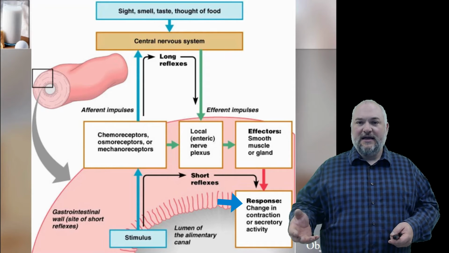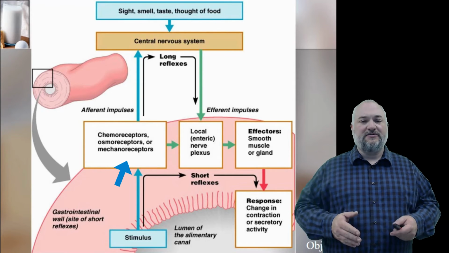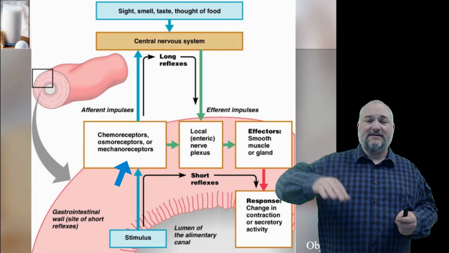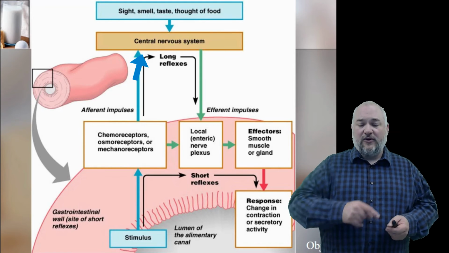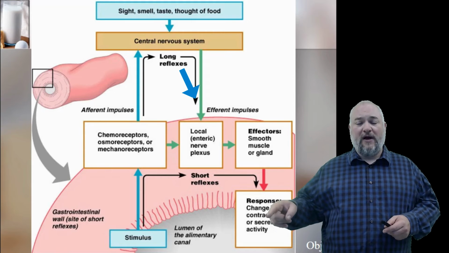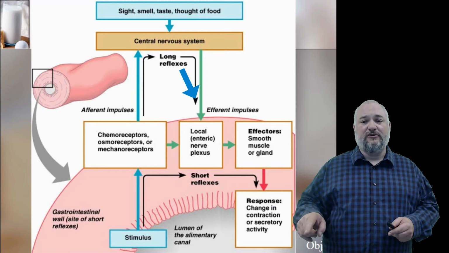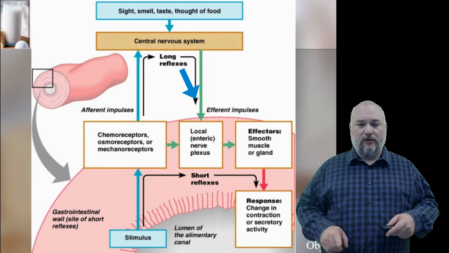That's the response. And now those chemoreceptors, osmoreceptors, and mechanoreceptors can also send signals up to the central nervous system, which we call the long reflexes. And those can then override and regulate those local ones if they need to, and have a little more control.